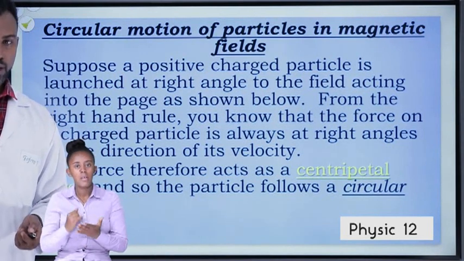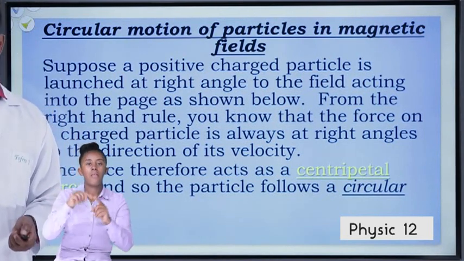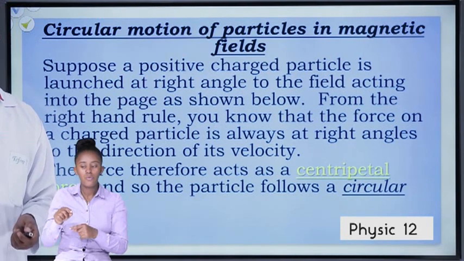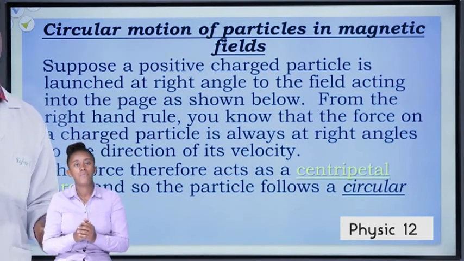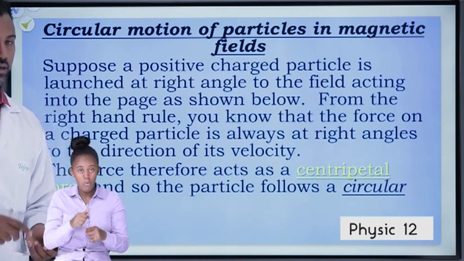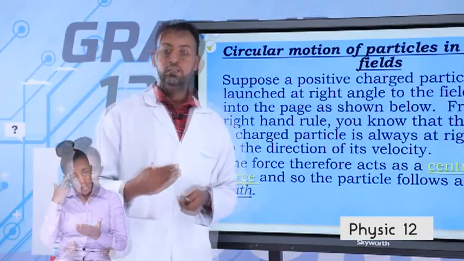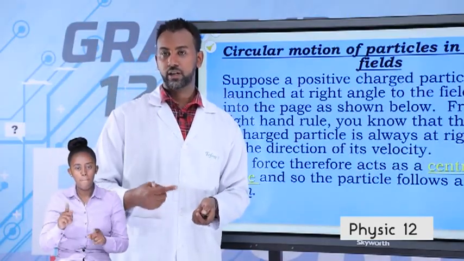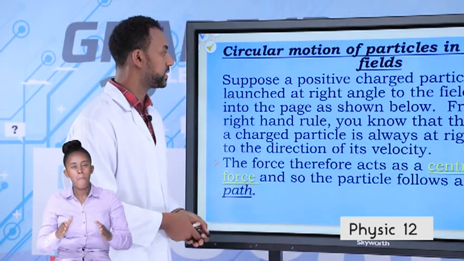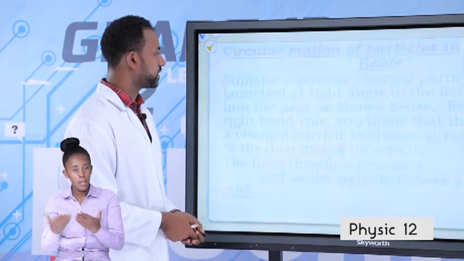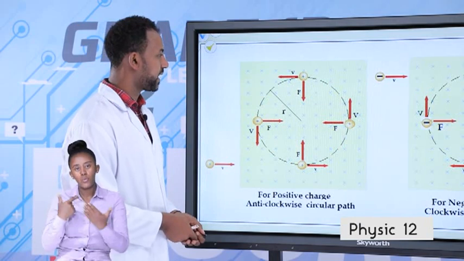Let's take a positively charged particle that moves in a uniform magnetic field. It might move parallel to the field, it might move perpendicular to the field, or it might move neither perpendicular nor parallel. It might have some angle. In this case, there are different paths which the charged particle follows. So what are those paths?